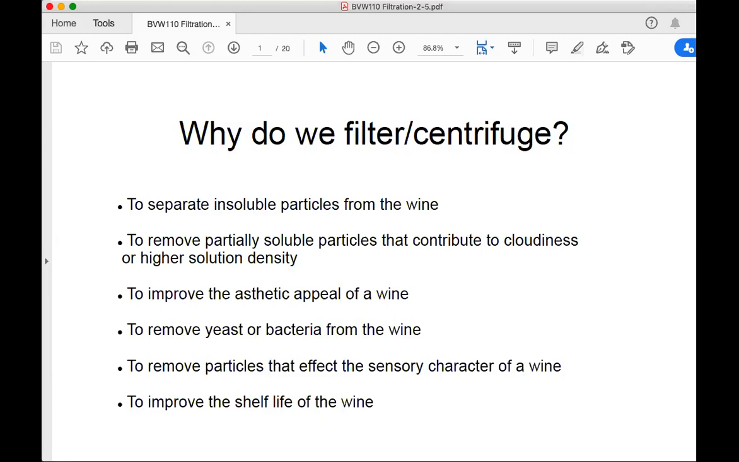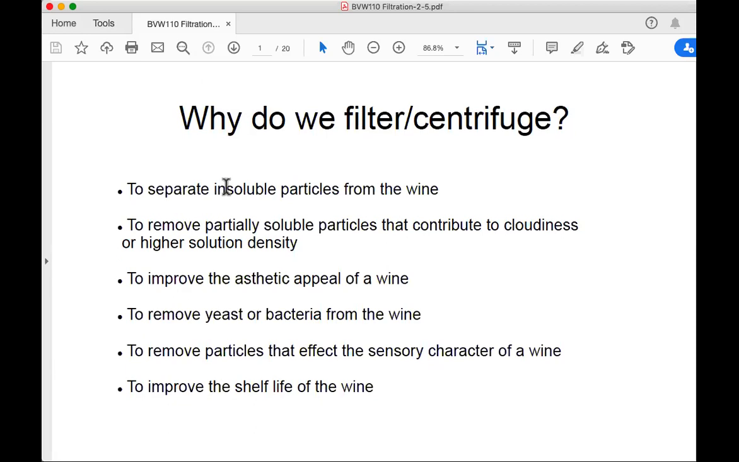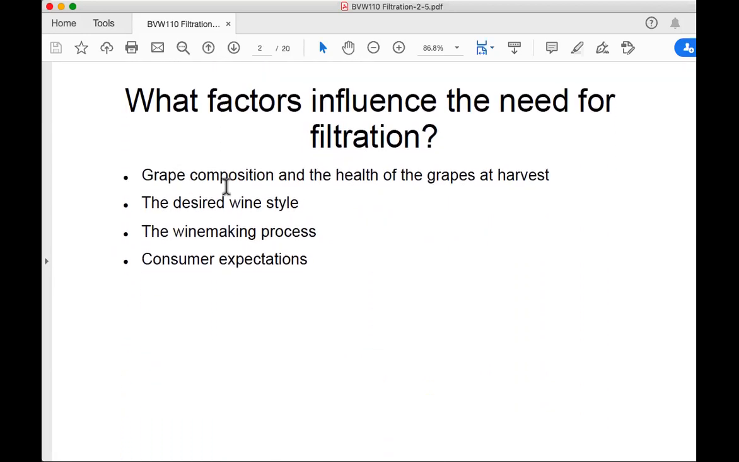Other rationale include improving the aesthetics of the wine, improving the microbial stability of the wine for bottling, and improving the sensory character of a wine. Quite often we find that a wine tastes very, very different after filtration as well. And also to improve the shelf life of the wine, which to some extent is a rationale that summarises the points above. Okay, we'll move on to the next slide.